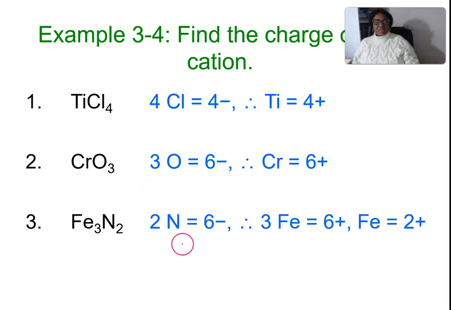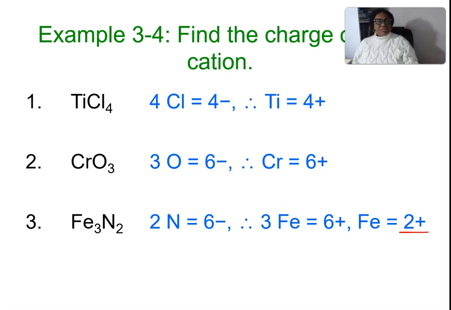In this other situation, we have 2 nitrogen. And nitrogen is -3. -3 times 2 is -6. So the total positive charge, because a compound must be neutral, is +6. So we divide it by 3. And the charge on the ion is +2.